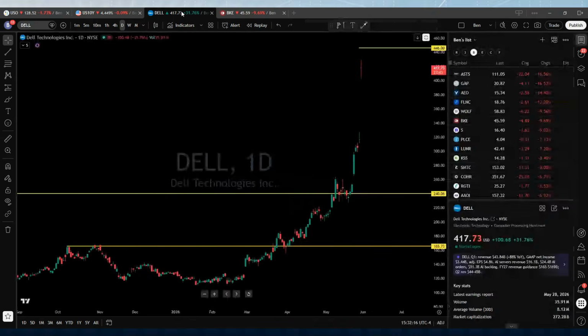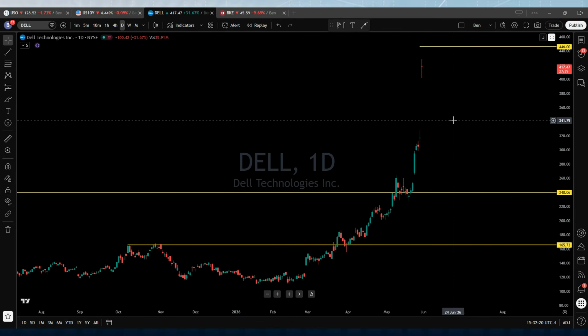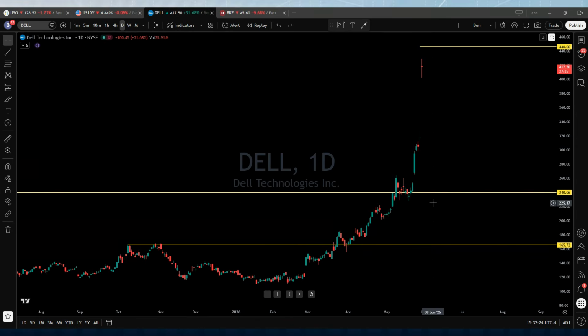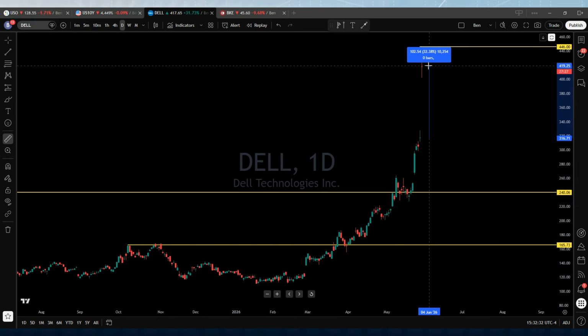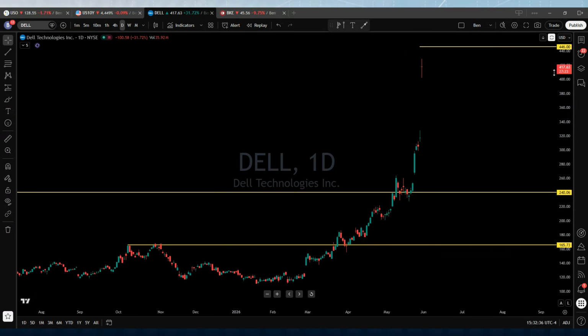Taking a look at a stock that's making huge moves today. Look at Dell. Dell did have earnings. It capped price action at $240.06. In the pre-market, it actually got as high as $446. So this is up over 31% currently as of the time of recording at $417.63.